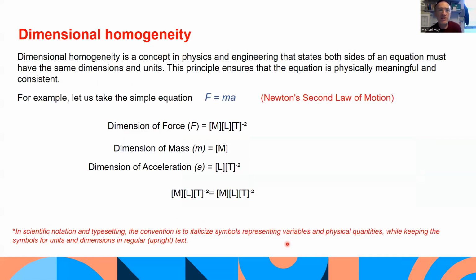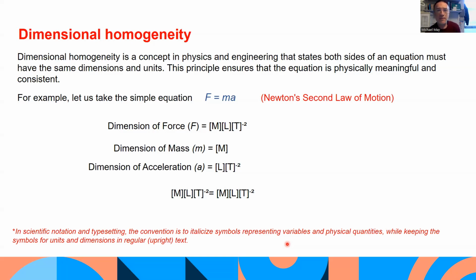When we're dealing with dimensions, it's important that we have what we call dimensional homogeneity. Dimensional homogeneity is a concept in physics and engineering that states that both sides of an equation must have the same dimensions in units. This principle ensures that the equation is physically meaningful and consistent.